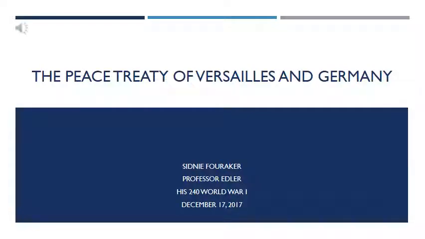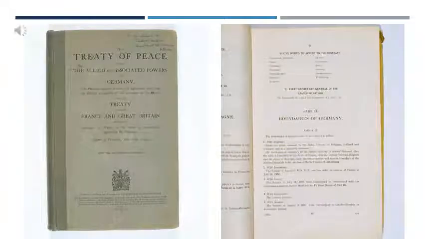This is my presentation for History 240 World War I, focusing on the Peace Treaty of Versailles and Germany. This is the cover and a page of the English translated treaty. The treaty was written in English and French. The cover is on the left and the page beginning the discussion of German boundaries is on the right.